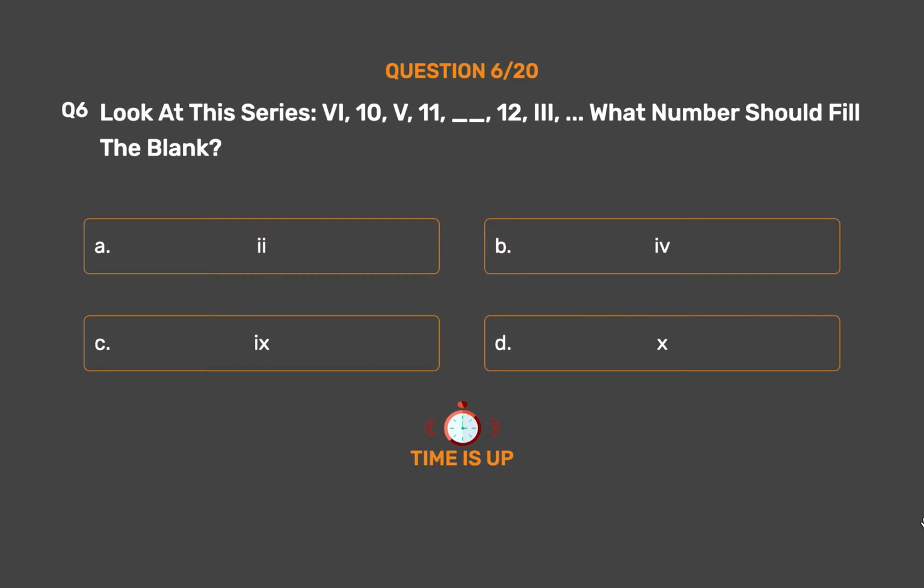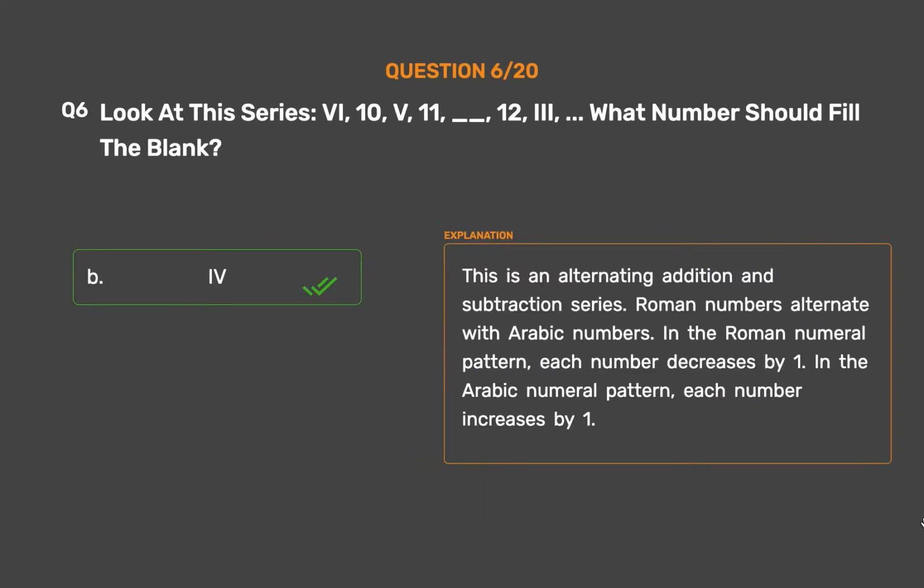The correct answer is Option B, 4. This is an alternating addition and subtraction series. Roman numbers alternate with Arabic numbers. In the Roman numeral pattern, each number decreases by 1. In the Arabic numeral pattern, each number increases by 1.